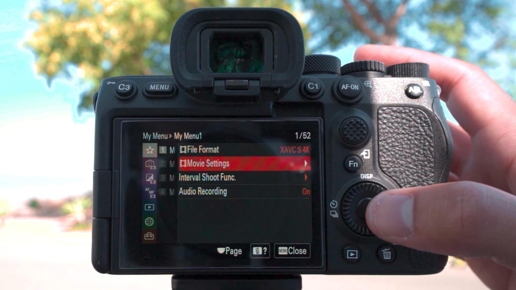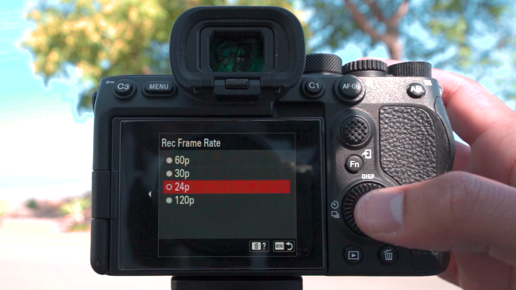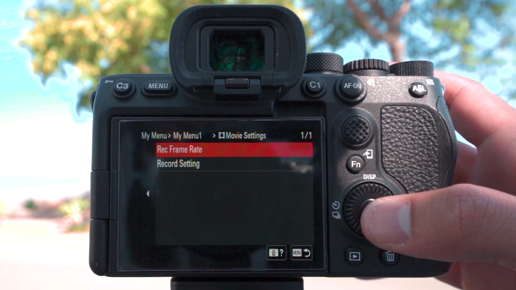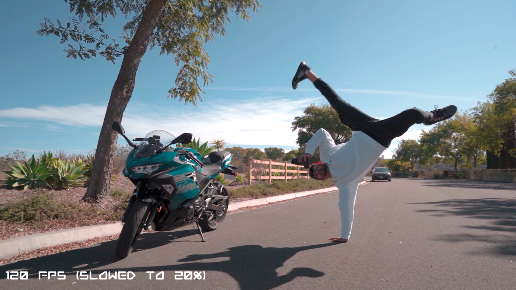For these particular handheld movements so far, you might have noticed that there's a lot of motion going on. And the key thing here is to shoot at a higher frame rate. I like to shoot at 120 FPS so you can get that slow motion and have a lot more control in the editing process.